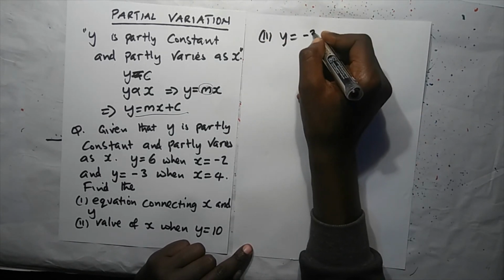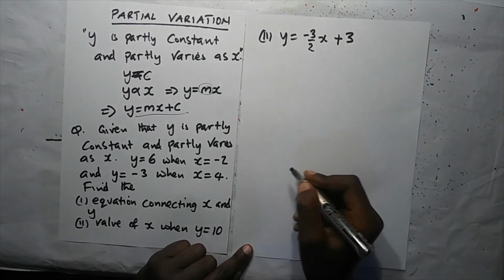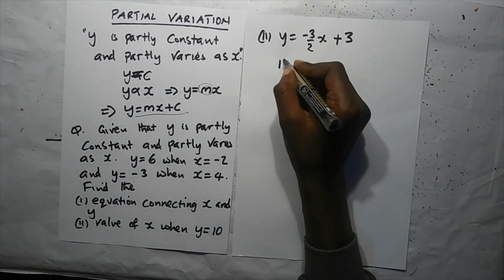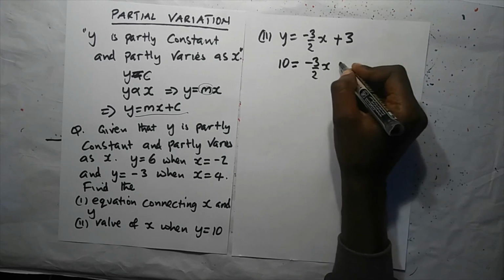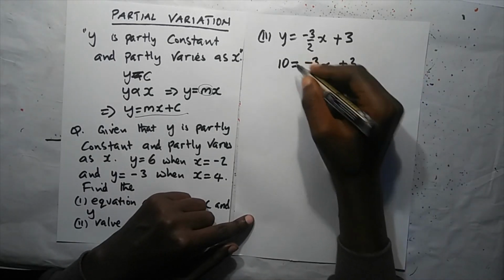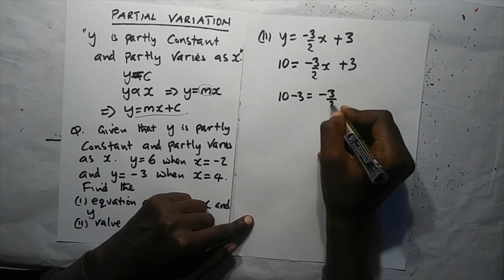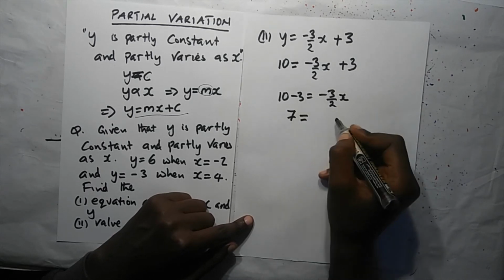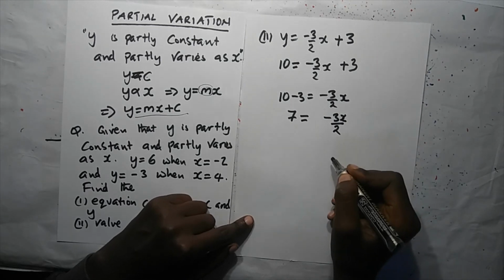Y is equal to negative 3 over 2x plus 3. Okay, so we are going to replace y with 10. So we are going to have 10 is equal to negative 3 over 2x plus 3. So we'll collect like terms here. 3 will come this side. We are going to have 10 minus 3 is equal to negative 3 over 2x. And then we are going to have 7 is equal to negative 3x over 2. We can write it like that.